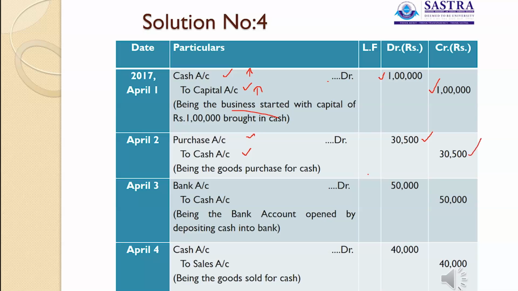Then April 3rd, bank account debit to cash account rupees 50,000.